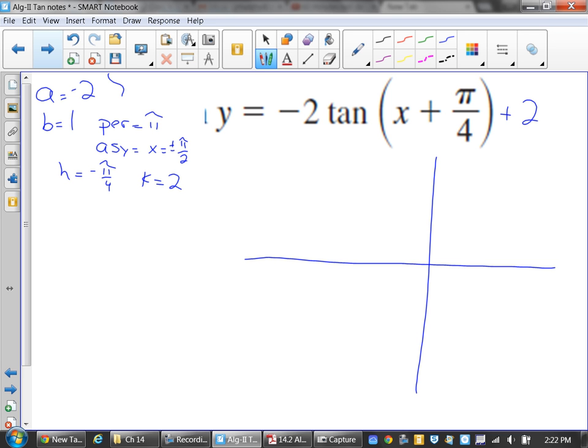So your parent function, where is the parent function going to go through? The origin. The origin, so you put a dot there to start. We know the parent functions go through the origin. We also know that your asymptotes for the parent function are placed at what? Pi over 2 and negative pi over 2. So you plot it. What would be your other 2 points? Pi over 4. Yep. Our 2 points that we can plot on the vertical axis will be at 2 and -2.